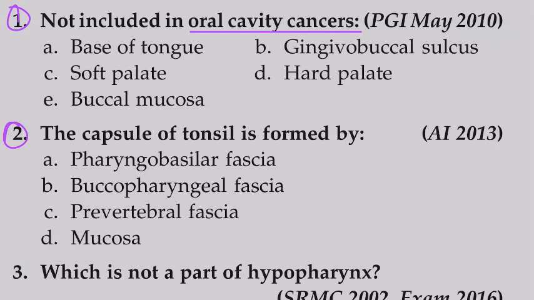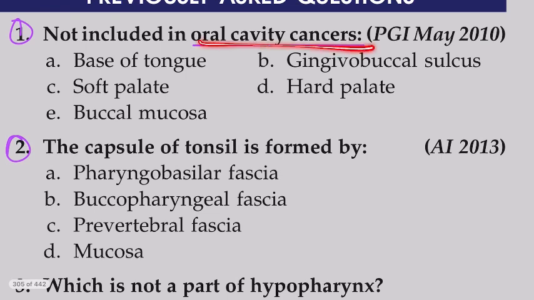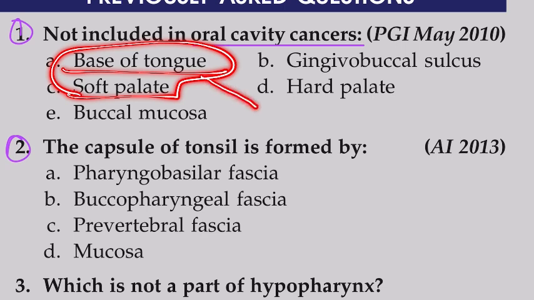Now, the topic from which we are going to cover MCQ is from what? From anatomy and embryology of oral cavity and pharynx, right? Okay. Now, the first question is: which is not included in oral cavity cancer? To do this question, we need to know what structures are present in the oral cavity. Here, the base of tongue and soft palate are not structures of the oral cavity; they are structures of the oropharynx. That's why A and C are the answer.